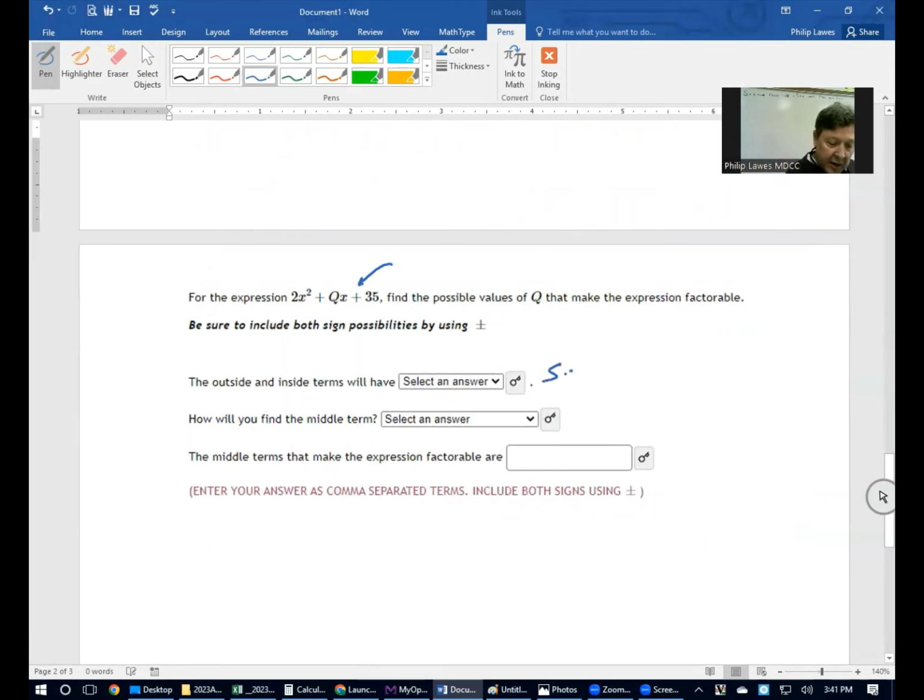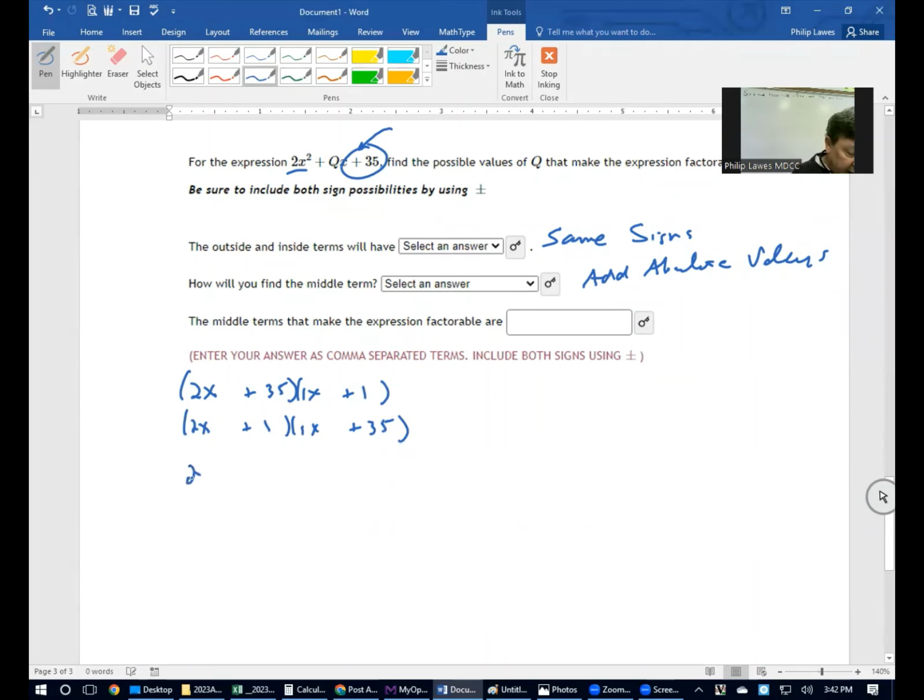Now this 35 could be 35 and 1, or 1 and 35. Another option for the 35 is 7 and 5. So I could have 2x plus 5 and 1x plus 7, or 2x plus 7 and 1x plus 5. In each case, the factors are 2 and 1, and the factors are either 35 and 1 or 5 and 7. I've paired up all the possibilities.